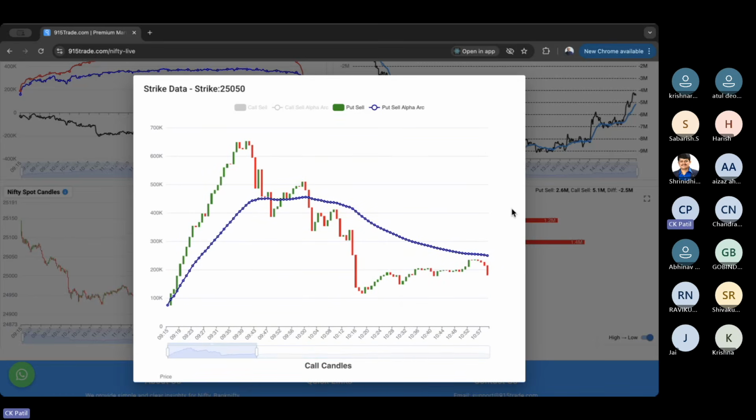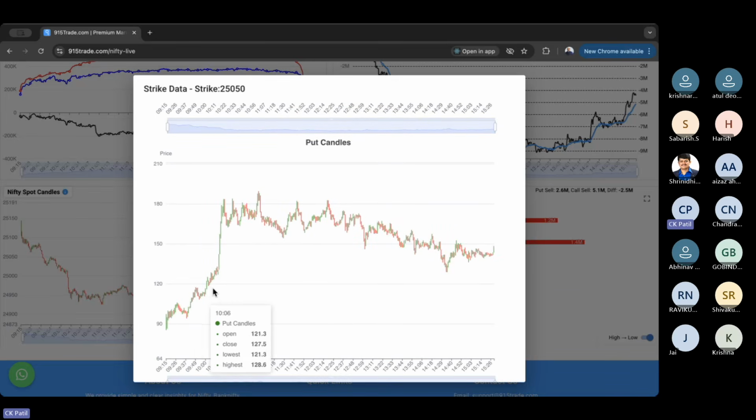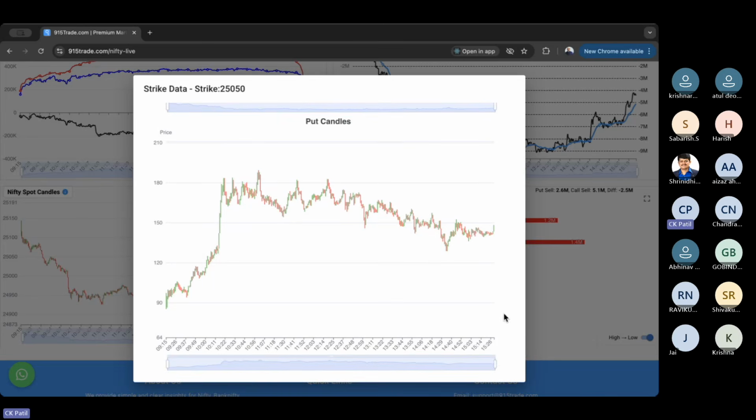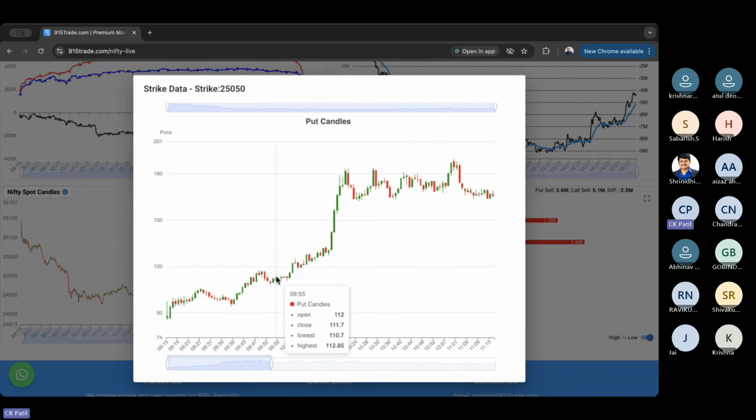in less than 15-20 minutes or maximum half an hour. In most cases, within 15-20 minutes, the move will be done. Why? Because you are not taking your entry early. For example, you are not taking your entry here, not here, not here. You are taking your entry here.